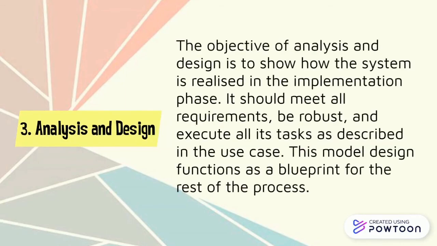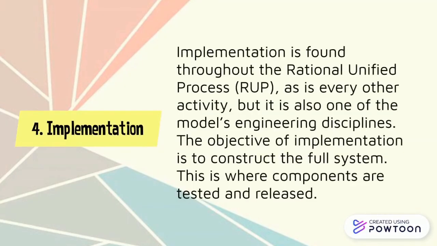Number 3 is the analysis and design. The objective of analysis and design is to show how the system is realized in the implementation phase. It should meet all requirements and execute all its tasks as described in the use case. Number 4 is the implementation. The objective of implementation is to construct the full system. This is where components are tested and released. Also, to transform your model into executable code and to perform a basic level of testing, in particular unit testing.